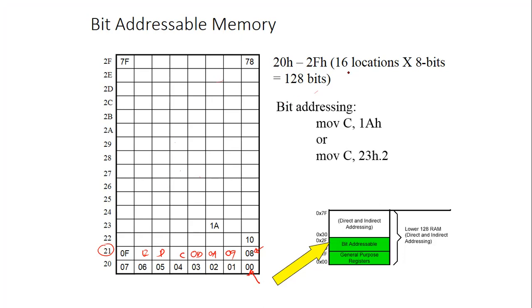Some additional instructions are used for the bit addressable area, so we will discuss that later. Here you can see an example. MOV C, 1AH means C is a bit location, and 1AH is also indicating a bit. Here you can see that 1AH is in the bit addressable area.